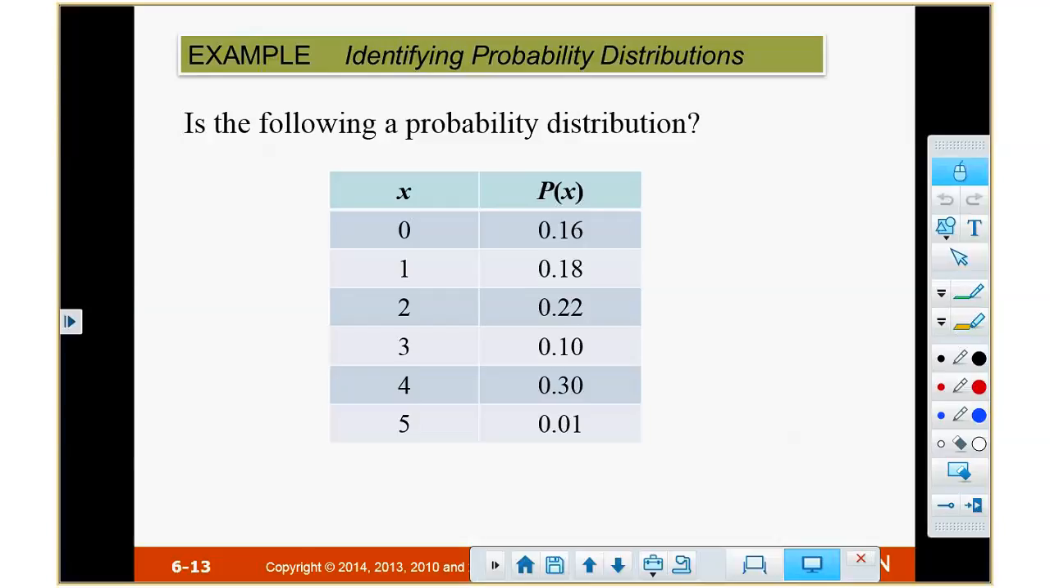Is this a probability distribution? Well, the first one, are they all positive and are they all under 1? Yes. Between 0 and 1? Yes. Now let's add them up.